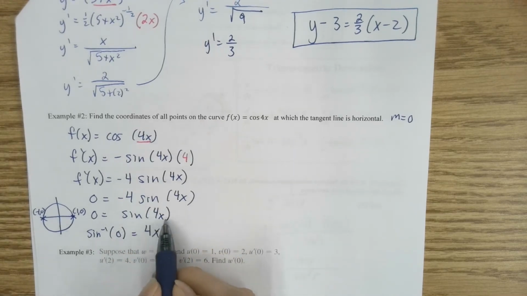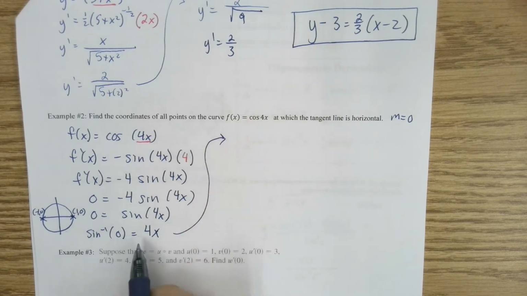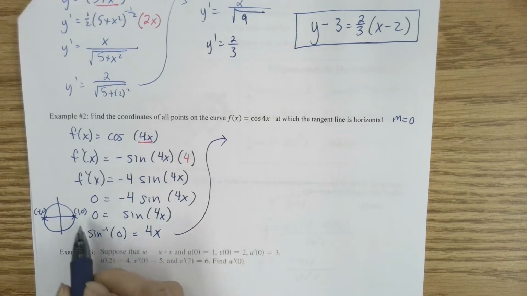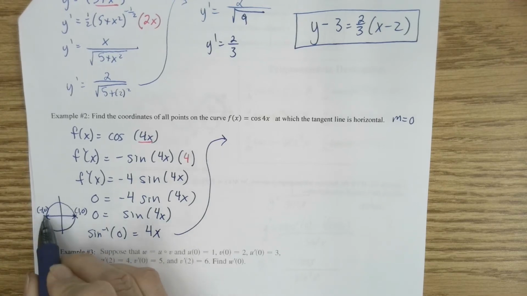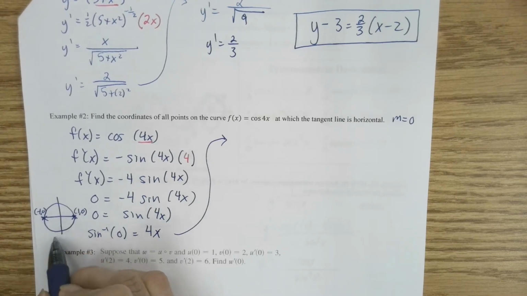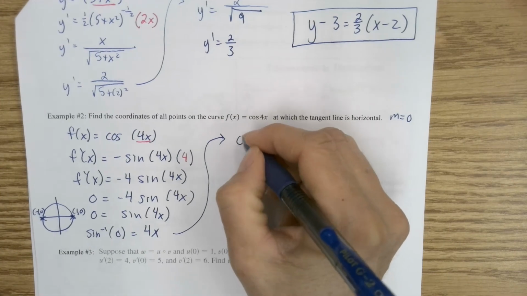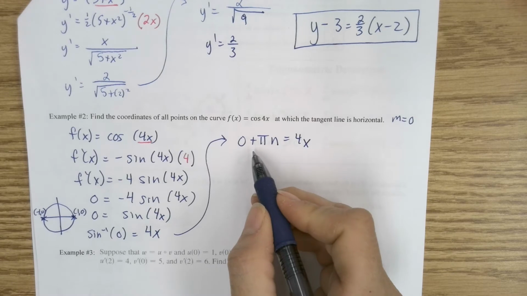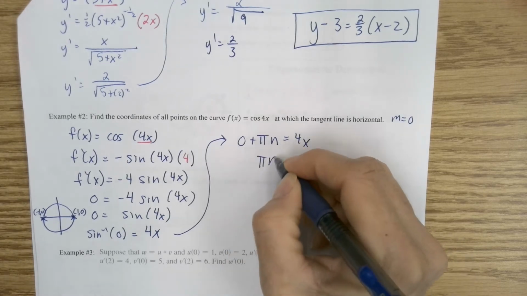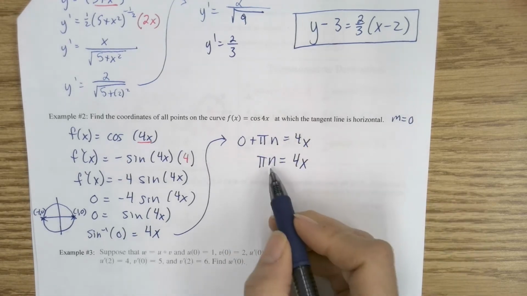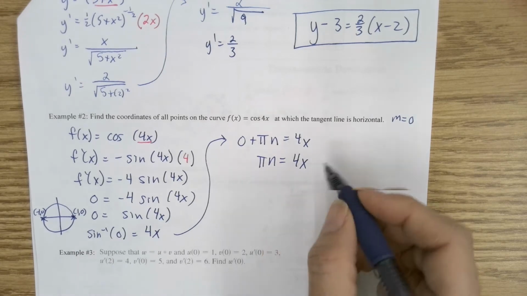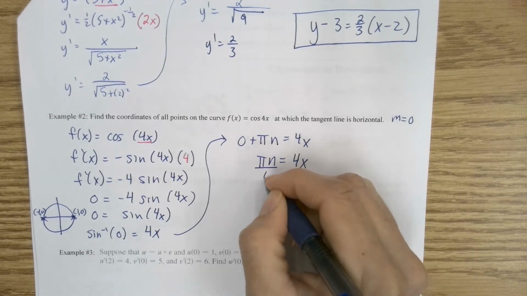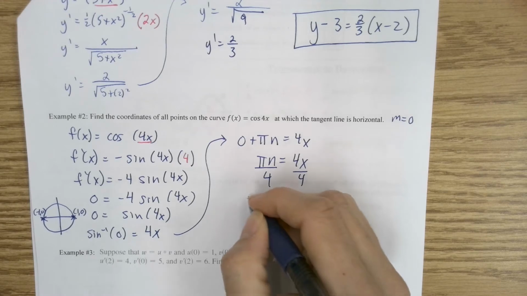But you need to realize that we are solving for the angle, and in this case, the angle is 4x. So when I found the inverse sine of 0, we got 0 plus pi plus pi plus pi. So that is the same as 0 plus pi n. And yes, you can write just pi n equals 4x. And that covers all of my solutions. And then I'm going to divide through by 4. So I am left with pi over 4 n.